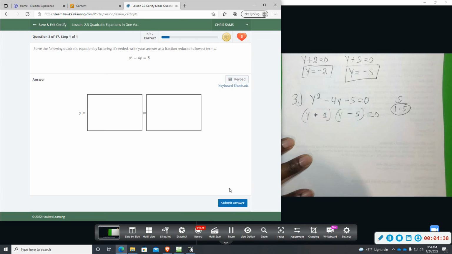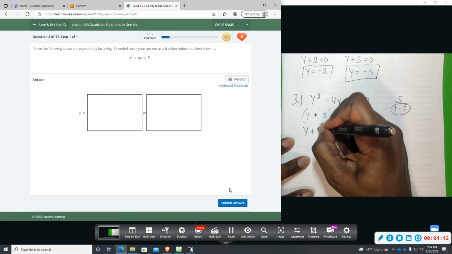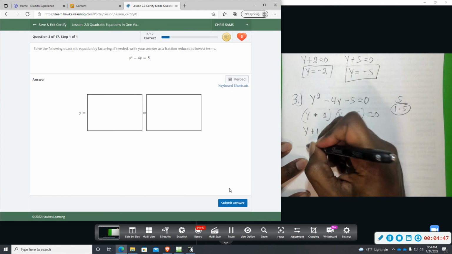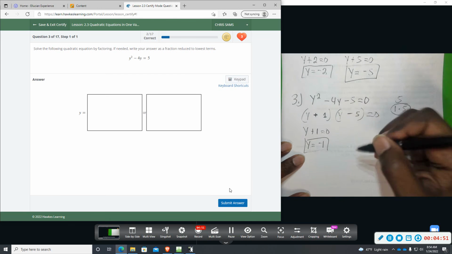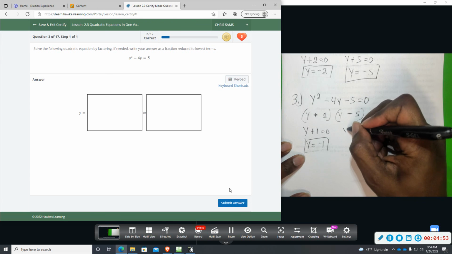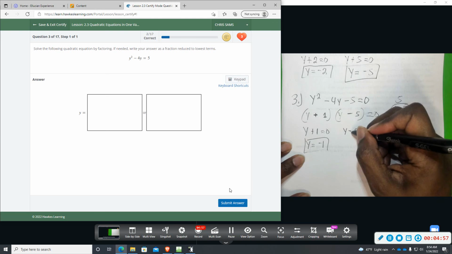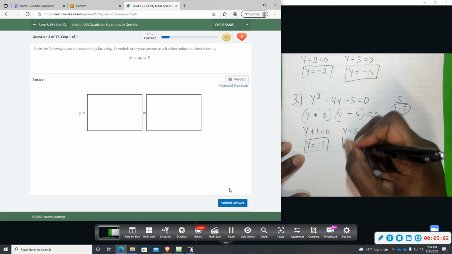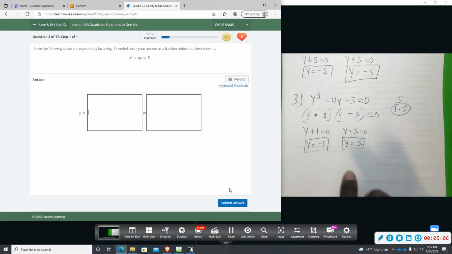Okay, so it's factored. We're going to set them equal to 0 and solve. So we have y plus 1 equals 0. And if we subtract 1, move it over, it's going to give us y equals negative 1. And then over here we have y minus 5 equals 0. And then if we add 5, it's going to give us y equals a positive 5. 5 seems like a popular answer. Has been in most of the problems so far. But negative 1 and positive 5.